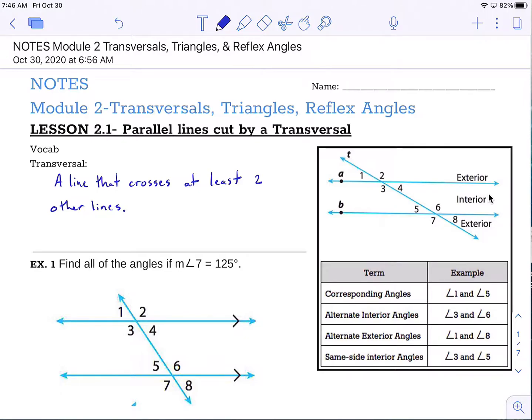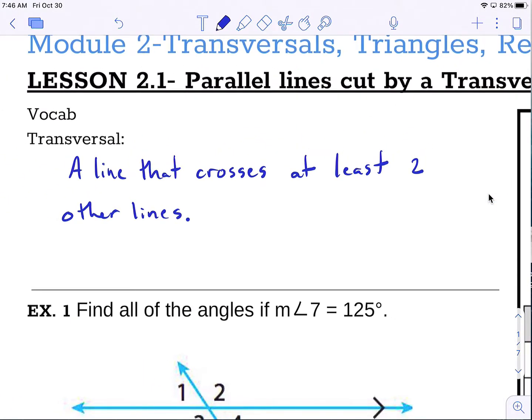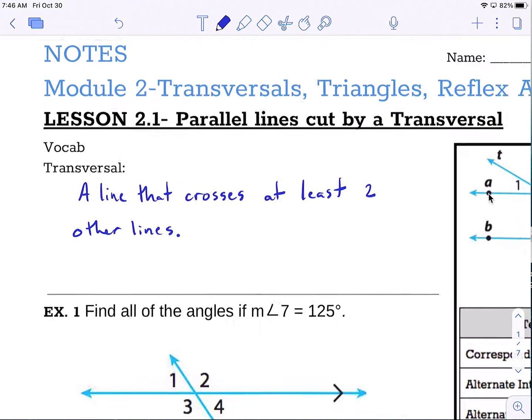All right, so let's start here. 2.1 is parallel lines cut by a transversal. So number one is, what is a transversal? Parallel lines, I think we all know what that is. Parallel lines are two lines that will never meet, okay? A transversal is a line that crosses at least two other lines. Okay, so pause it and write that down. I'm gonna keep going here.